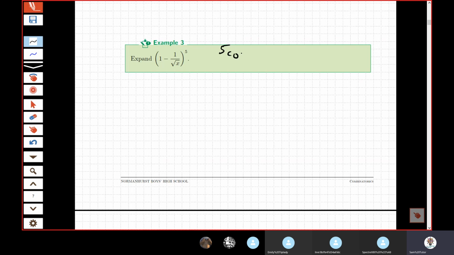So 5 choose 0, 5 choose 1. Go. 5 choose 0 should be 1. 5 choose 1 should be 5. 5 choose 2 should be 10. Then it should be 10 again, and then 5, and then 1. All right, so 1, 5, 10, 10, 5, 1.